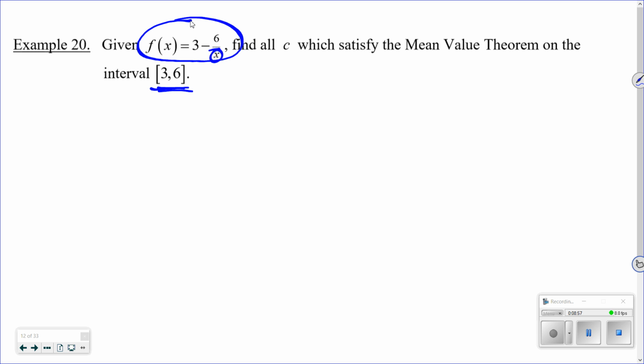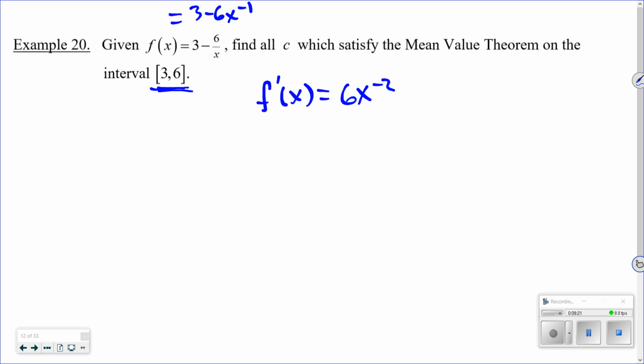To find that out, I'm going to take the derivative. So f prime of x is equal to, I'm going to think of f of x as being 3 minus 6x to the negative 1, just to make it easier to find the derivative. So the 3 goes away, drop the negative 1 down. So negative 6 times negative 1 is 6, x to the negative 2. So that would be 6 over x squared.